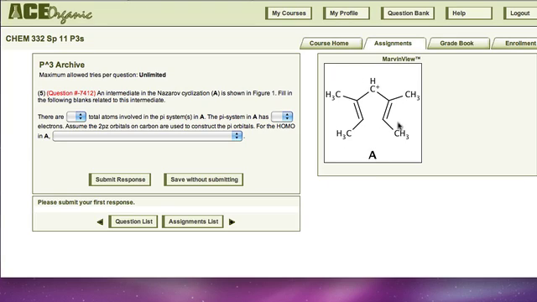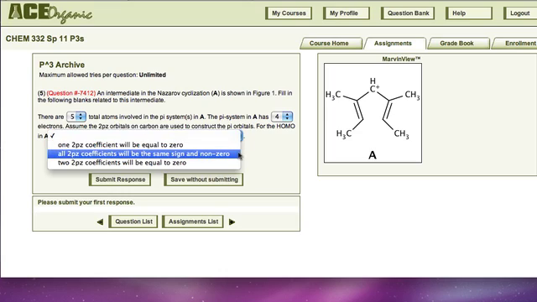So in this molecule A, there are 1, 2, 3, 4, 5 atoms that are part of the pi system. Both double bonds and the positive charge are all part of the pi system. How many electrons are here? Well, there are 2 double bonds. That's 2 each from the double bonds, and the positive charge doesn't contribute any electrons to the pi system. So there are 4 pi electrons in A.